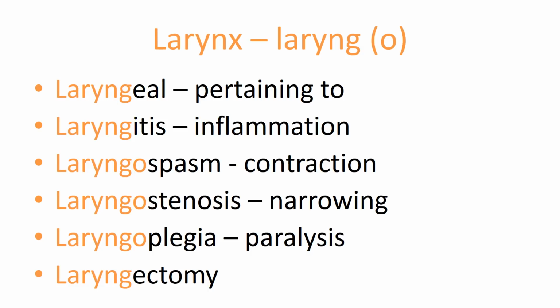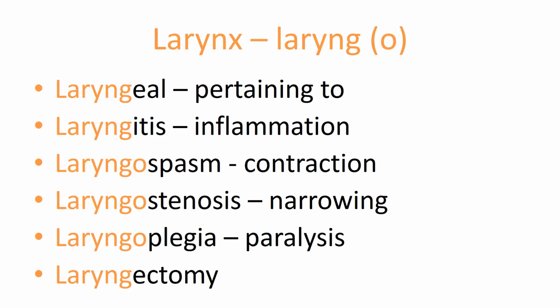Well, again, with the larynx, it's usually fairly obvious when this structure is being referred to. So laryngeal is just pertaining to. Anything to do with the larynx is laryngeal. Laryngitis, inflammation of. That might mean it's rather difficult to speak because the vocal cords will be inflamed. Laryngospasm is contraction. Sometimes the vocal cords can go into spasm, occluding the upper airway, a possible cause of asphyxia. For example, laryngospasm can be induced by contact with cold water if someone is drowning.